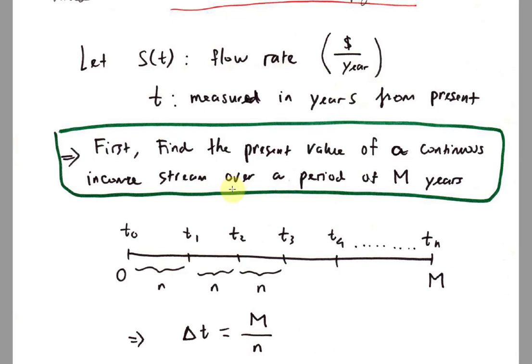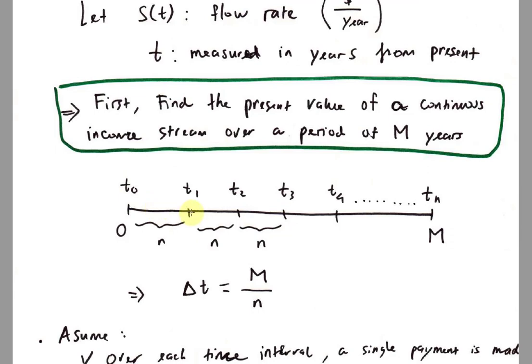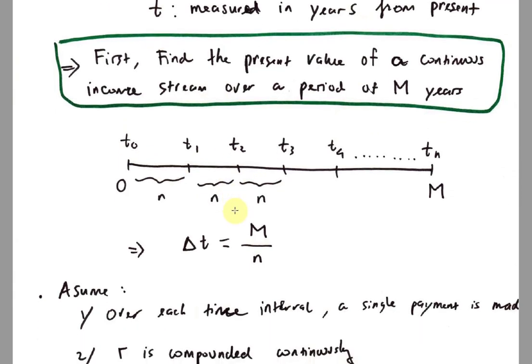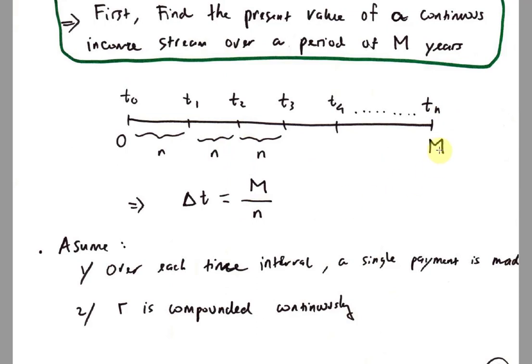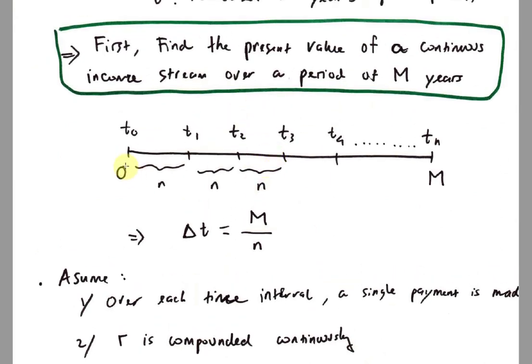If you are running a large company, then the money comes into your company every hour, every minute, every second. So we have a lot of incoming payments, and we define s of t to be the number of dollars per year, the flow rate of the money. So in each interval we have a single payment, and this represents the overall payments of all the value that we get from 0 to m years.